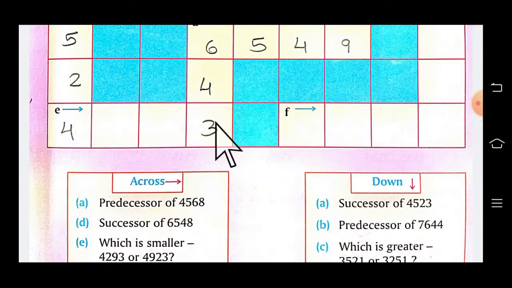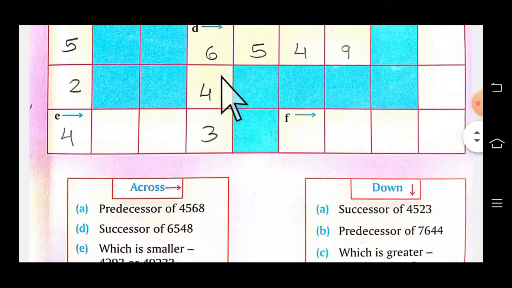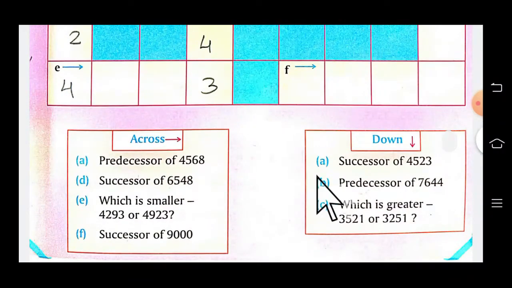Now, the cross number puzzle. Across means we should write the answer in a sleeping way. Down means we should write the answer in a standing way. Our first across is the predecessor of 4568. Predecessor means we should subtract 1. So the answer is 4567.